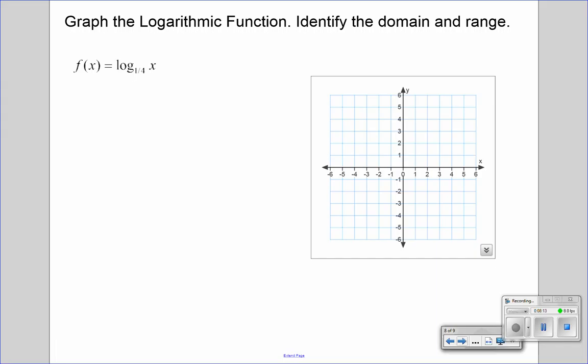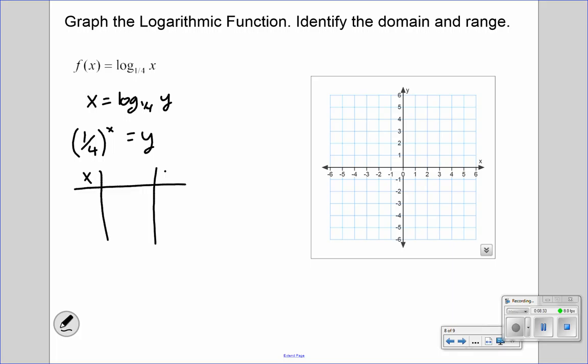Once again, we don't know how to graph this logarithmic function, so we can find the inverse. We're going to switch our x's and y's. So x equals log base 1/4 of y. And then in order to solve this, we're going to switch it to exponential form. So 1/4 to the x equals y. We can do our table of values. If x equals 0, y equals 1. If x equals 1, y equals 1/4. If x equals -1, y equals 4. If x equals -2, y equals 16.